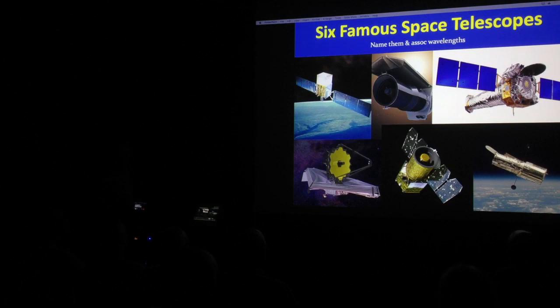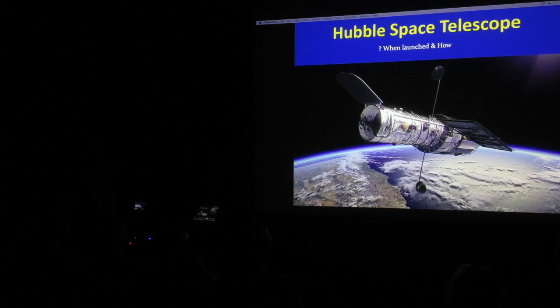So here's covering the full spectrum. We all know that one, Hubble. Who can tell me what telescope that is? Chandra. And what range of X-rays? That one is the Fermi telescope, the gamma rays. How about this one here? That's the Spitzer for infrared. This one's the Galex for ultraviolet. We all know this one. So it's just the Hubble.